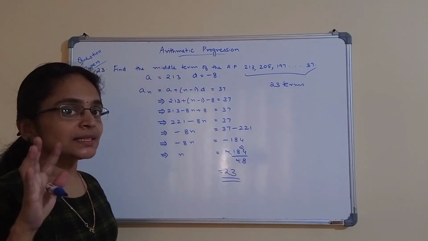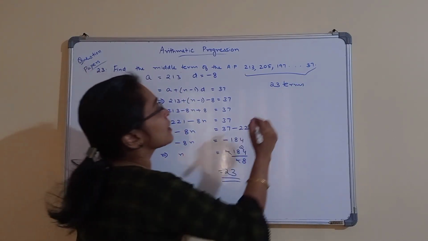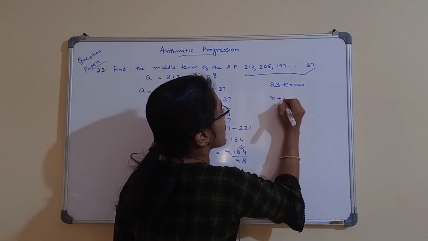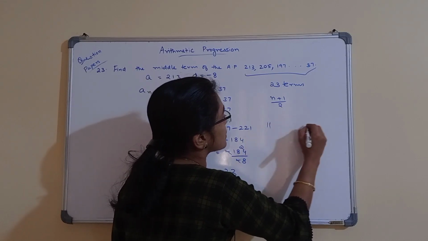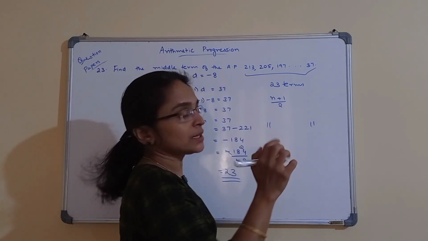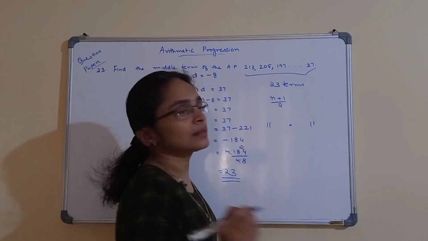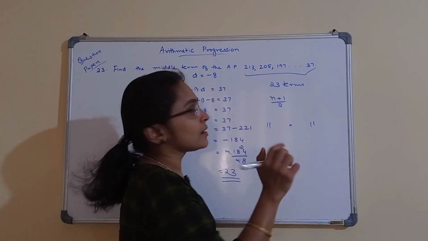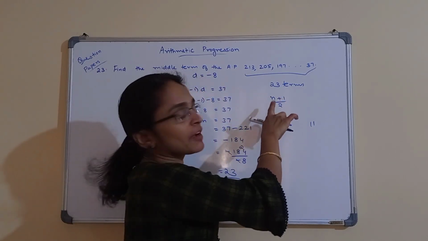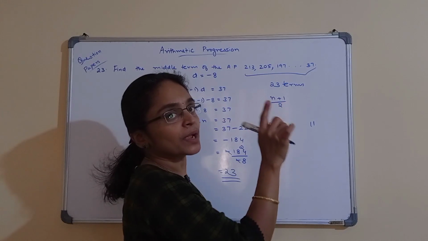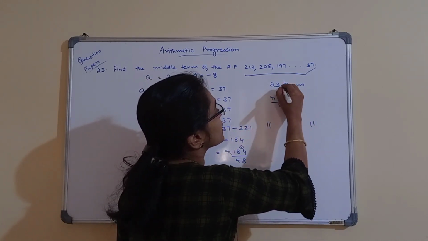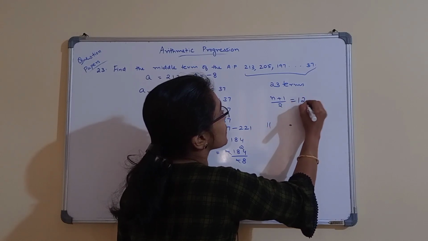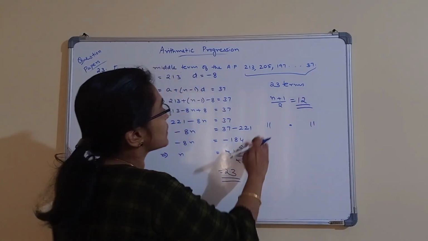So what is the middle term? Middle term is (n plus 1) by 2. That is, 23 terms are there, which means 11 are there here, 11 are there here, 22 are there, and this is the 23rd term. So the middle term is the 12th term, or we can find it like this also, by the formula (n plus 1) by 2, which is equal to 24 by 2, and that is equal to 12. So the middle term is the 12th term.